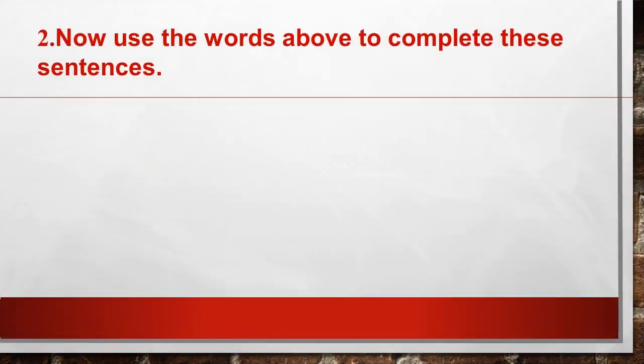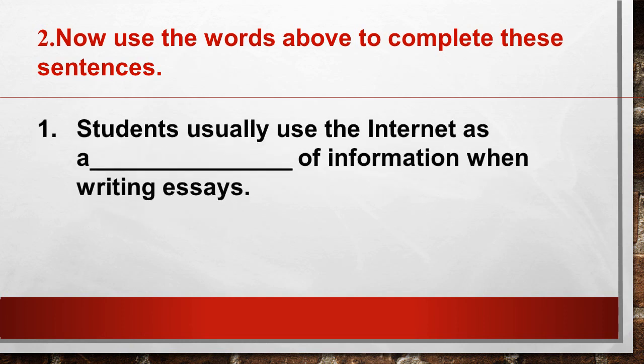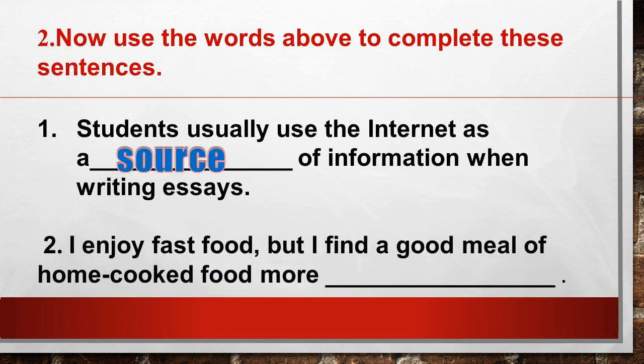Now the second question: use the words above to complete these sentences. We can use the same words in the table above to complete the sentences. Sentence 1. Students usually use the internet as a source of information when writing essays. Yes, source. I enjoy fast food, but I find a good home-cooked meal more, we need here an adjective, yes, more satisfying.